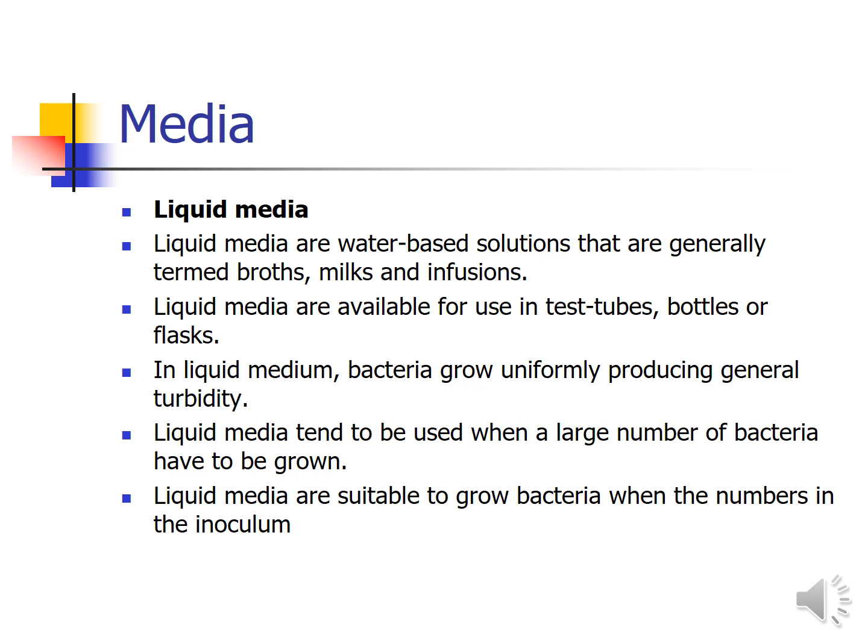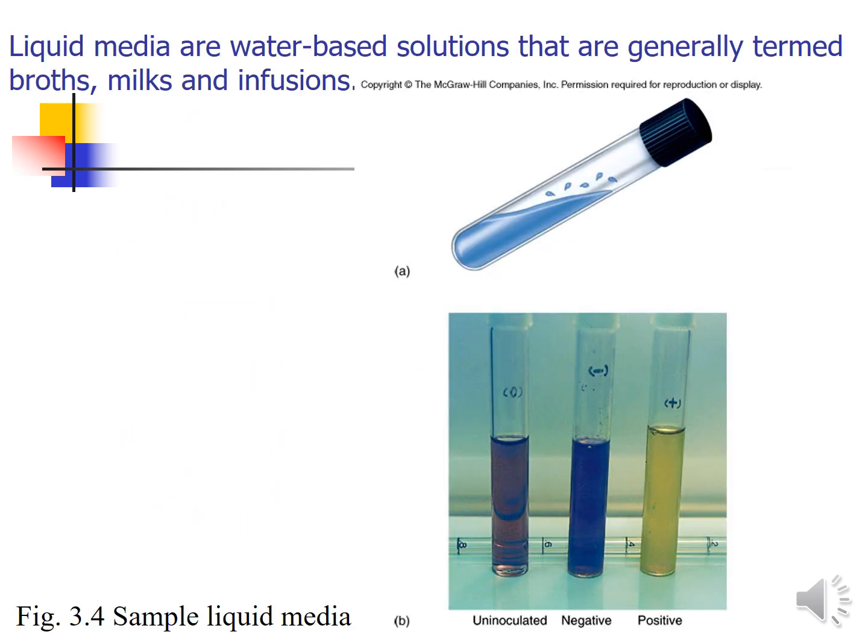In liquid medium, bacteria grow uniformly, producing general turbidity. So turbidity is an indicator of bacterial growth. Liquid media tend to be used when a large number of bacteria have to be grown. Okay. Next, liquid media are suitable to grow bacteria when the number in the inoculum is small. So these are a few examples.